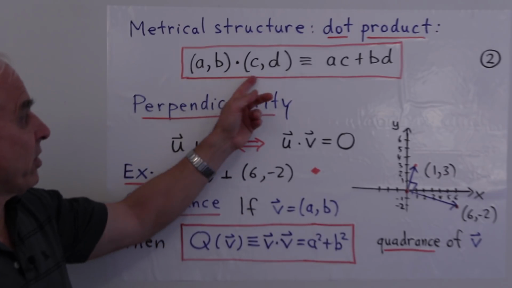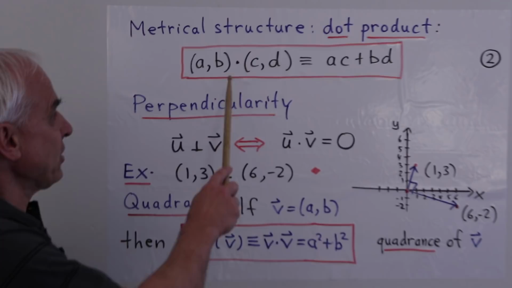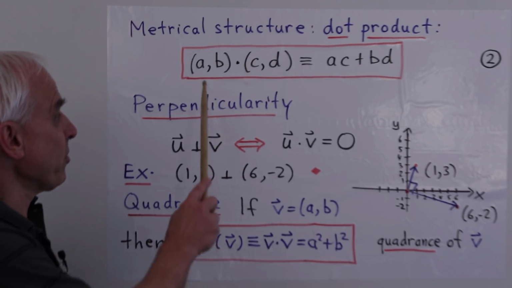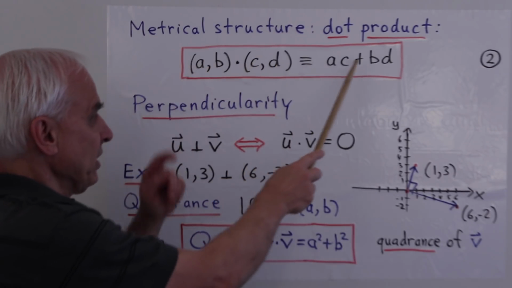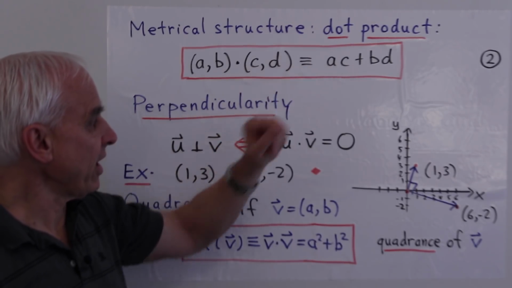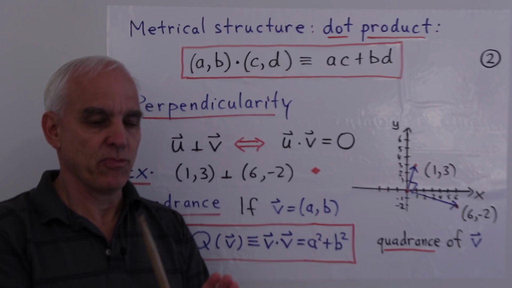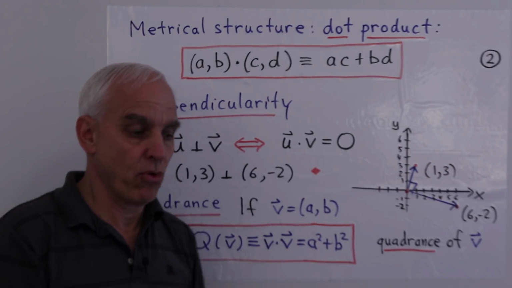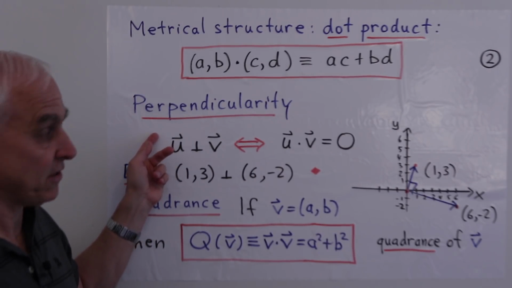And here is the dot product that we're going to be using, at least for the first part of this course, the standard Euclidean dot product, given by the formula AB dot CD equals AC plus BD. So given two vectors, the dot product gives us a number. And with this dot product at our disposal, we can very quickly define important auxiliary quantities, primarily perpendicularity first.